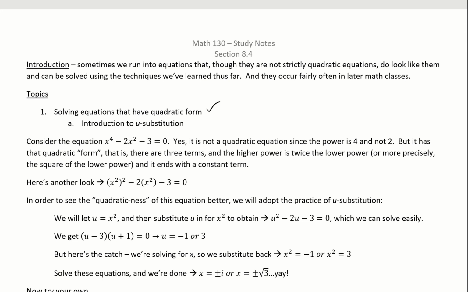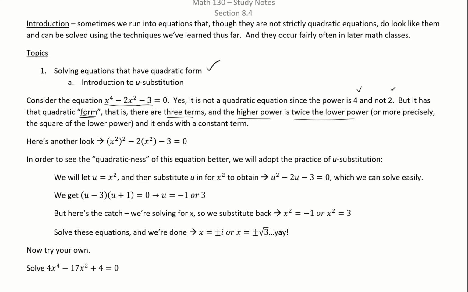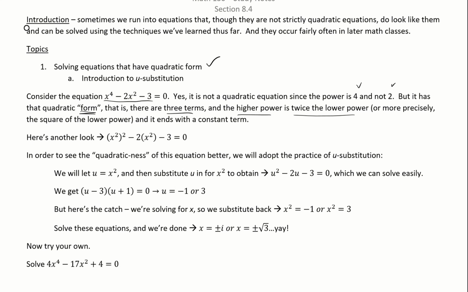All right, so basically quadratic form, let's read this thing here. Consider this equation. Yes, it's not a quadratic equation since the power is 4 and not 2, but it is of the quadratic form. That is, there are 3 terms, and the higher power is twice the lower power, or more precisely, the square of the lower power, and it ends with a constant term. Students have a little bit of difficulty seeing this, so I'm happy to write out some notes before we look at an example. And here's the example.